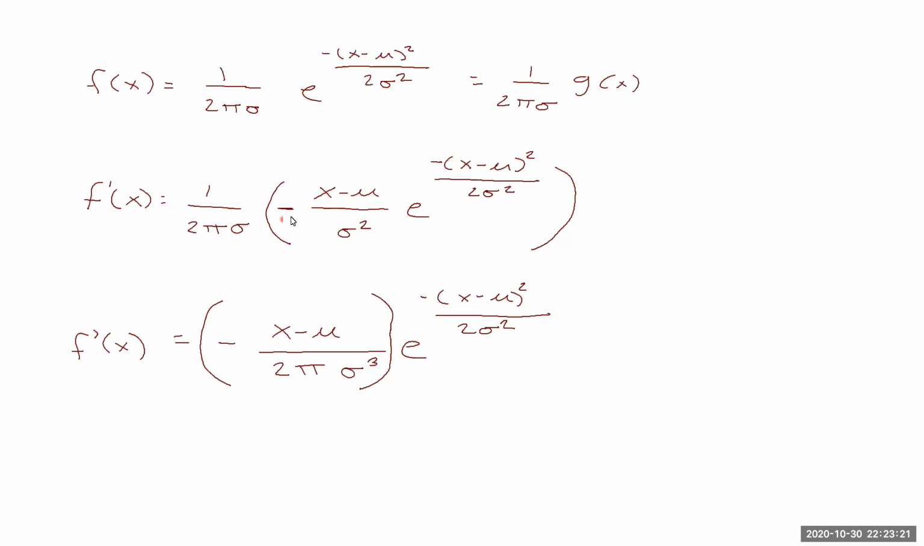So now simplifying a little bit, we just bring the negative to the front, multiply sigma squared times sigma, which gives 2 pi sigma cubed on the bottom, x minus mu stays as x minus mu, and then we multiply by e to the same exponent.